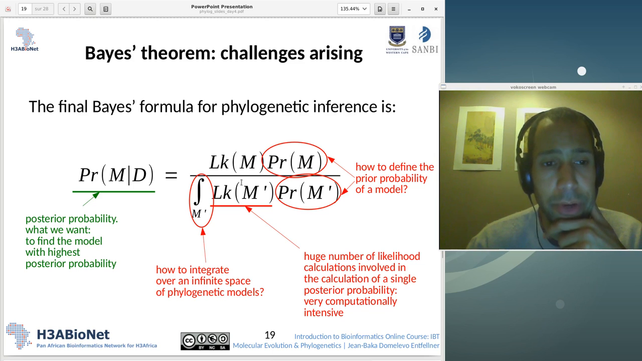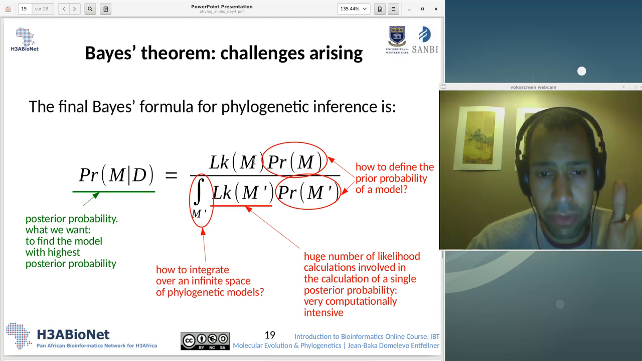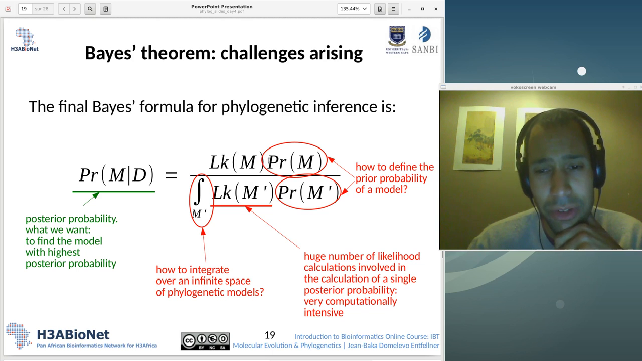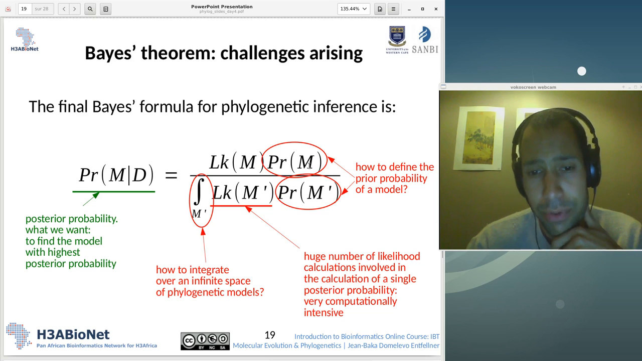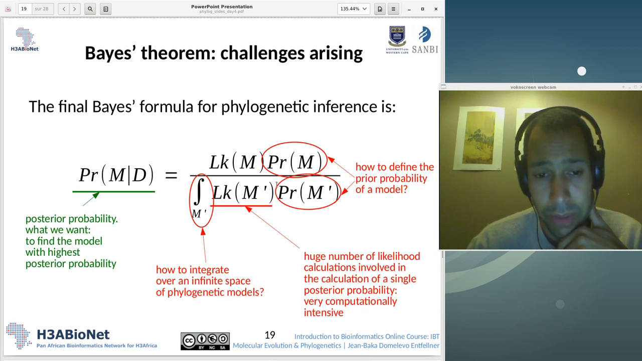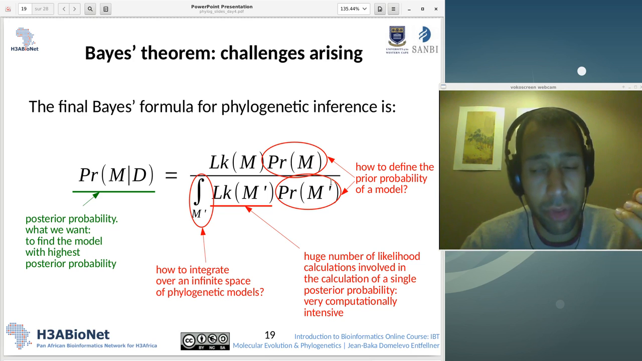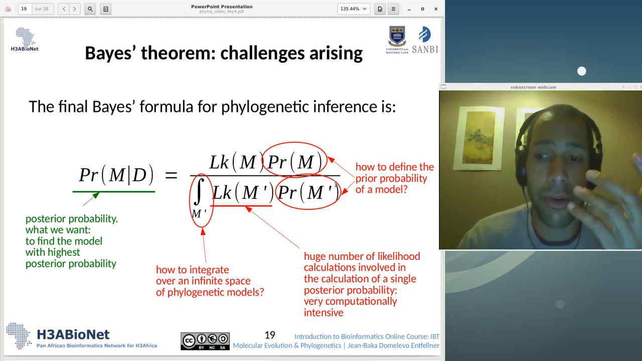So the final Bayes formula comes with its challenges. I highlighted these challenges on this slide. For the likelihood, we have this good old Felsenstein pruning algorithm, so we are able to calculate likelihood. But now what's the probability of a model? A priori, the prior probability of a model, we have to evaluate this here. We also have to evaluate them here. So each phylogenetic tree should come with its prior probability. What's the probability a priori to get this model?